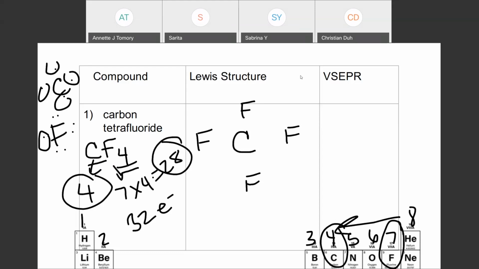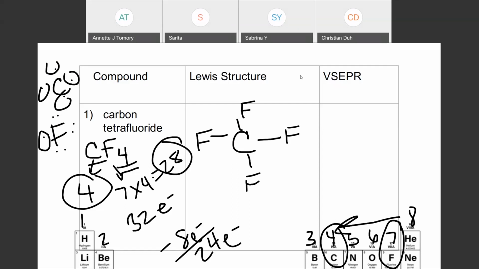All right, so I have carbon with the 4 fluorines. What do I do with the C and the F? What do I draw between them? A line to represent the bonds, right? So how many electrons do I have used up there with just the lines? 8. So 8 electrons are being used. All right, so that means how many more do I have left to use? 24, because 32 minus 8.